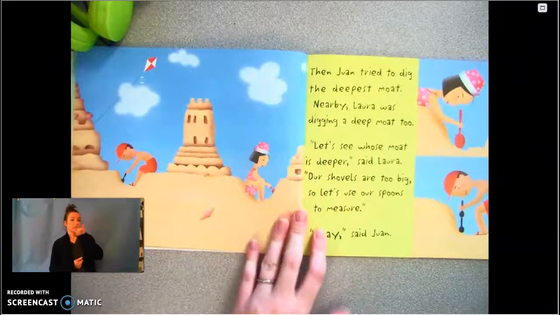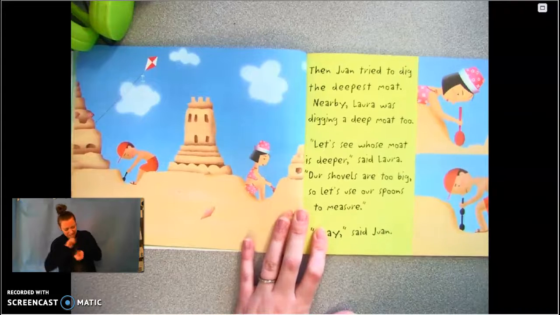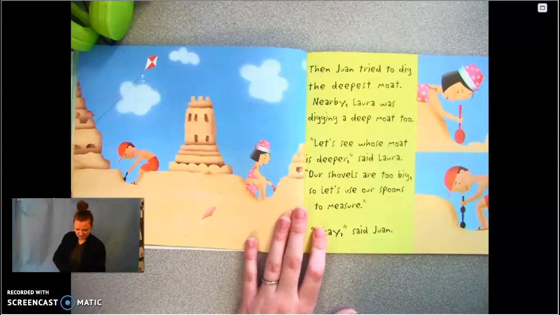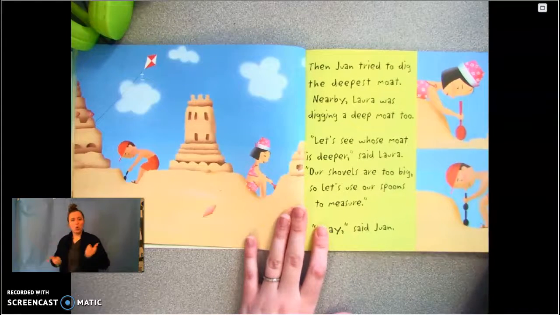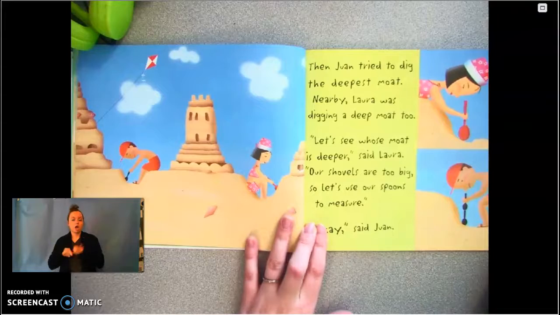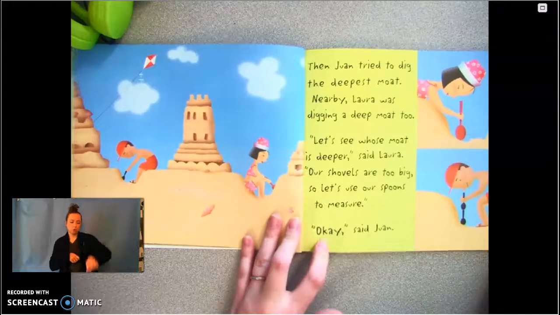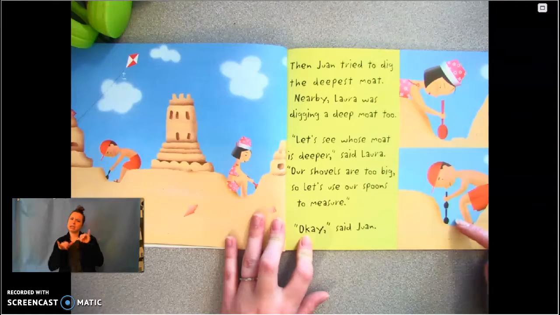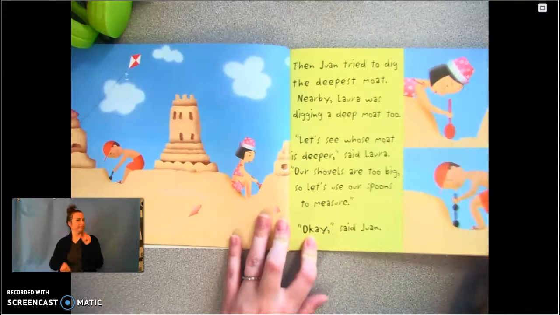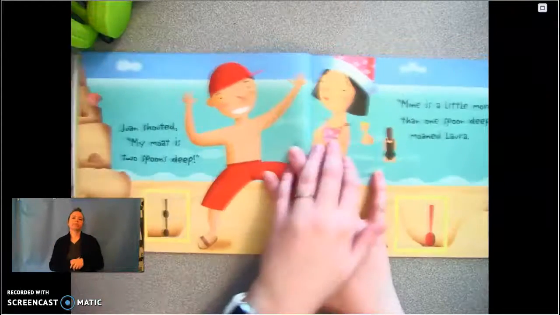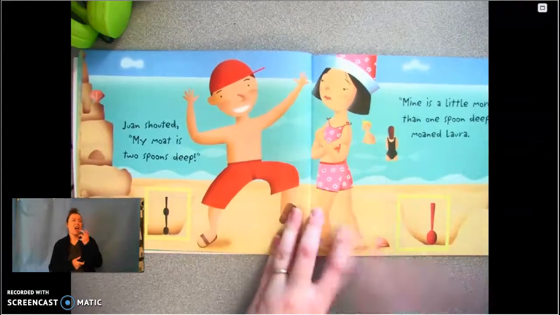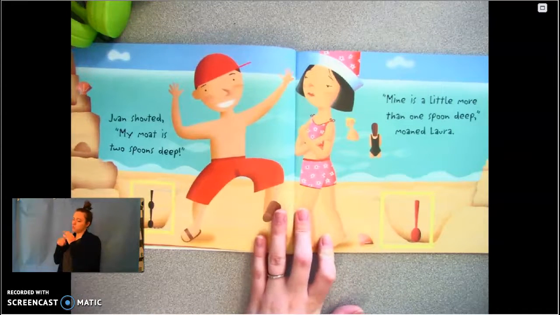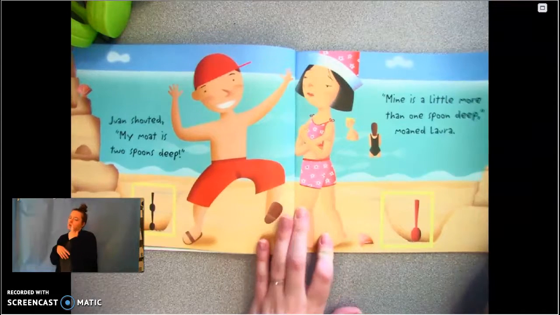Then Juan tried to dig the deepest moat. Nearby, Laura was digging a deep moat too. "Let's see whose moat is deeper," said Laura. "Our shovels are too big, so let's use our spoons to measure." "Okay," said Juan. Are they using the same size spoons? No. Let's see what happens. Juan shouted, "My moat is 2 spoons deep." "Mine is a little more than 1 spoon deep," moaned Laura.